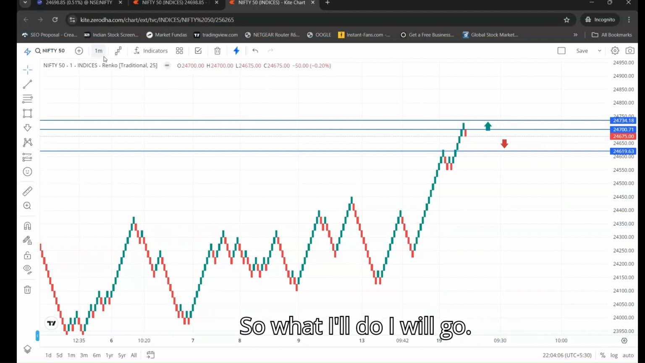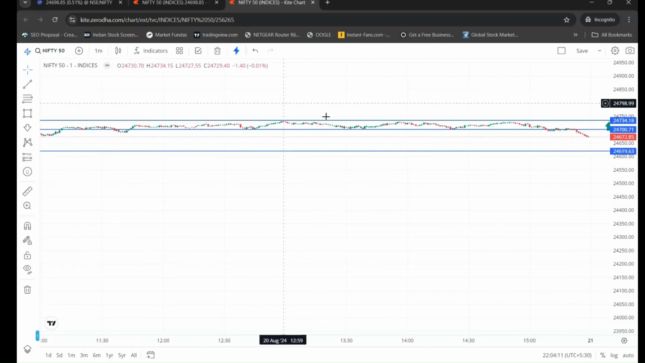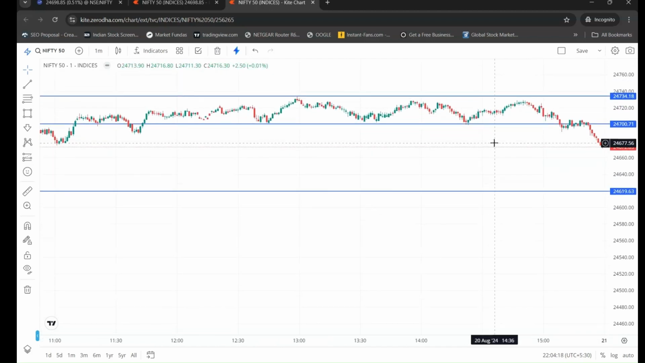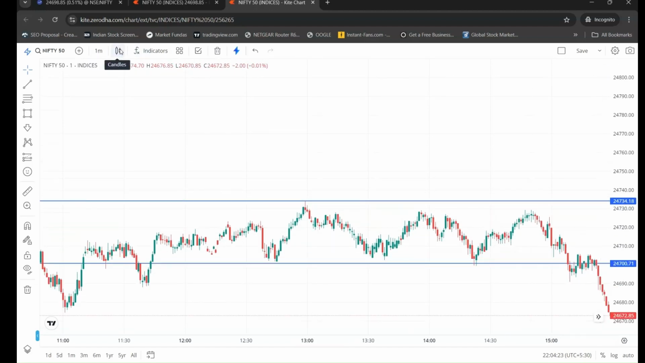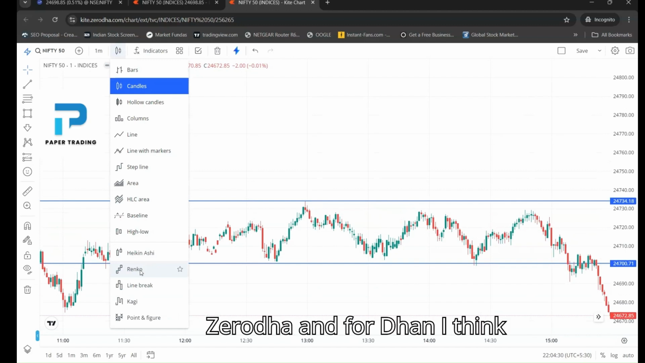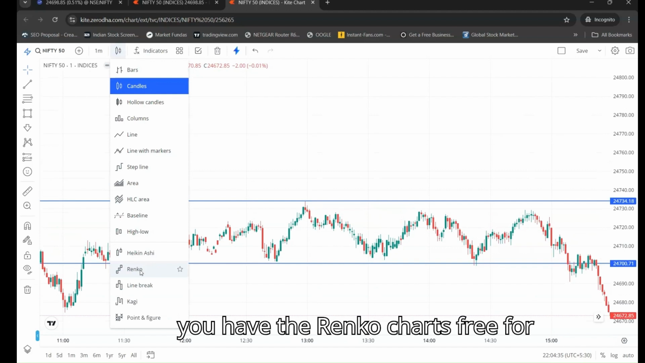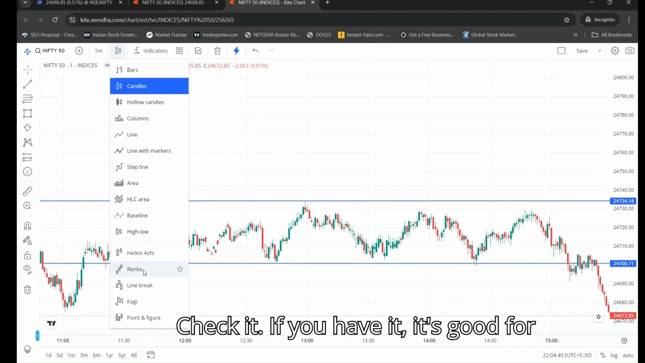Normally you will see candles like this, right? So we will change that and click on Renko. Depending upon your Demat account, for Zerodha and for Dhan I think you have the Renko charts free. For TradingView, it's paid. So check it. If you have it, it's good for you.